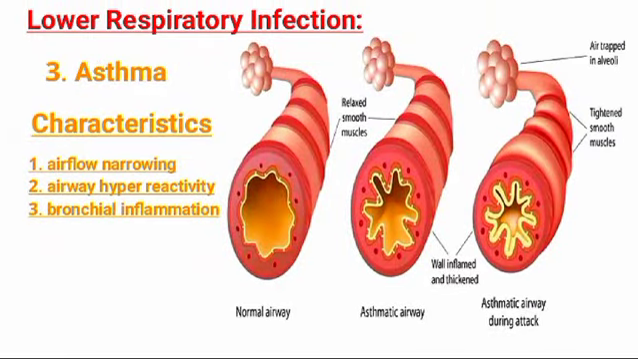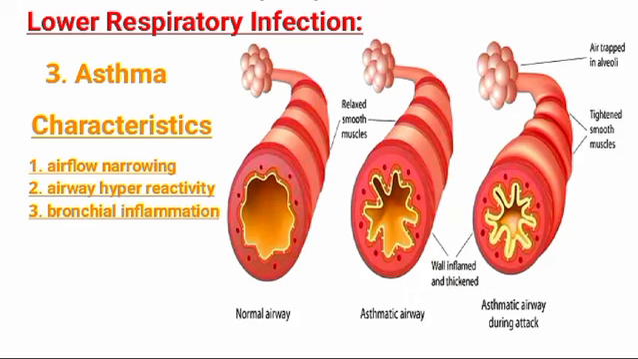The third one is asthma. Asthma is defined as a chronic inflammatory disorder of the airways characterized by reversible airflow obstruction causing cough, wheeze, chest tightness, and shortness of breath. The severity of the narrowing varies over short periods and is reversible either spontaneously or as a result of treatment. And the characteristics of asthma, number one, airflow narrowing.